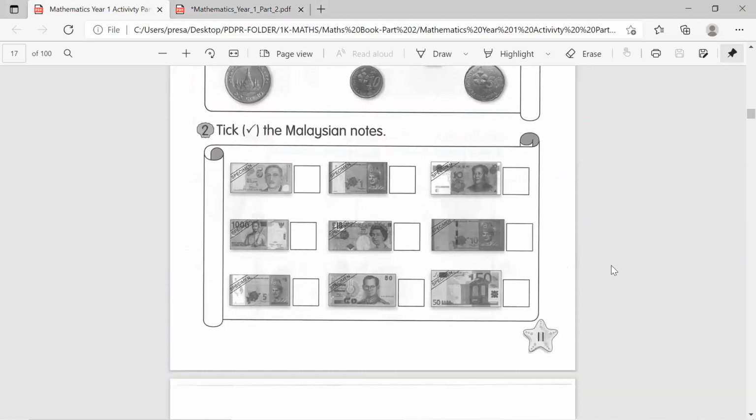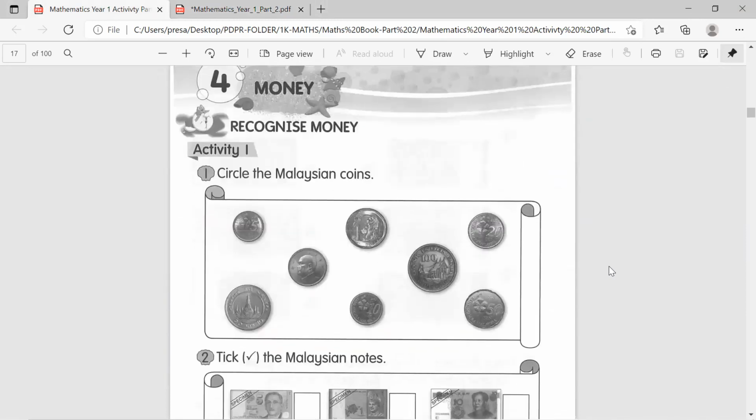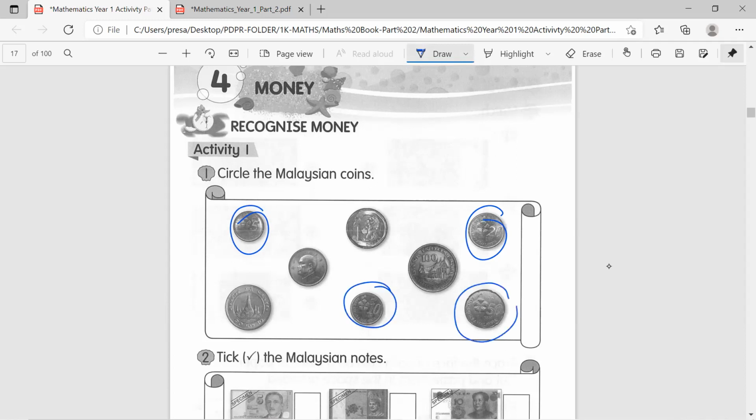You can see there are many types of notes. You can see many types of coins. So you identify which are Malaysian coins. So this is a 5 cent. This is a 5 cent. This is a 20 cent. And this is a 10 cent. And this is a 50 cent.